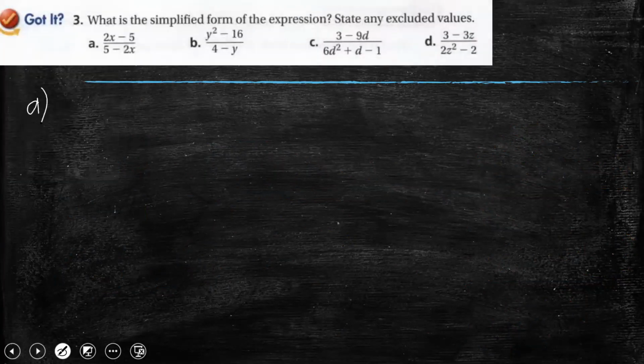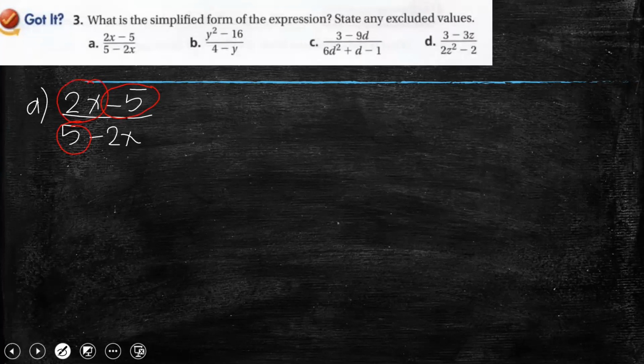In A here, we have 2x minus 5 over 5 minus 2x. Now I want to see if I can simplify them or not. What you have to do is look at the numbers. Are they opposite? Yes. Look at the variables now. Are they opposite? Yes. So I can factorize it.